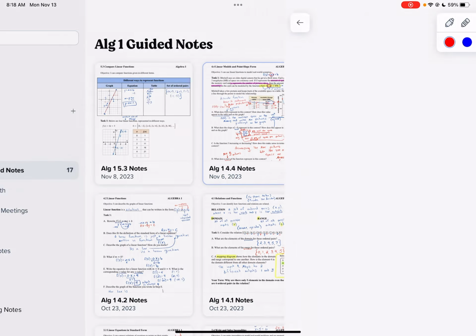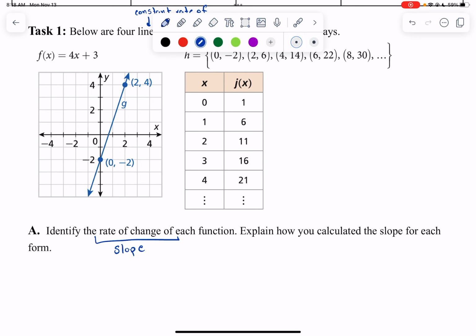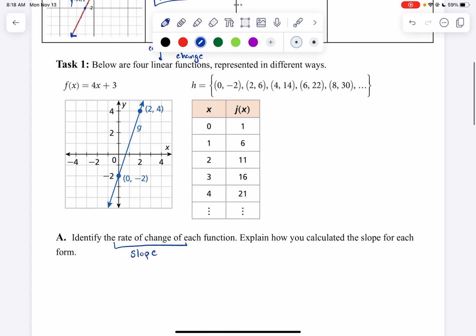So we want the rate of change of each function, or basically that slope. We want to know the rate at which each of them is changing. Explain how you calculated the slope for each form. So, okay, let's do one at a time. Let's go ahead and look at the slope of f. So the slope of f is, well, mx plus b. That one's just simple. It's 4.